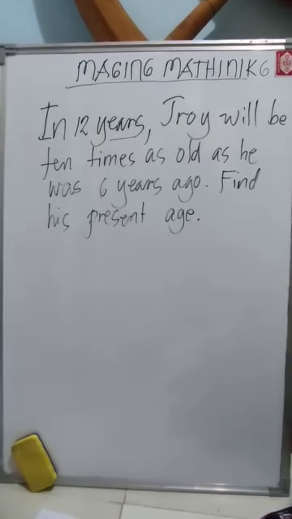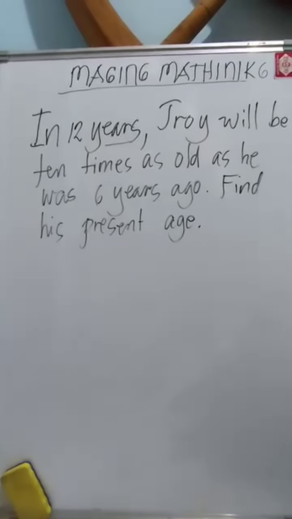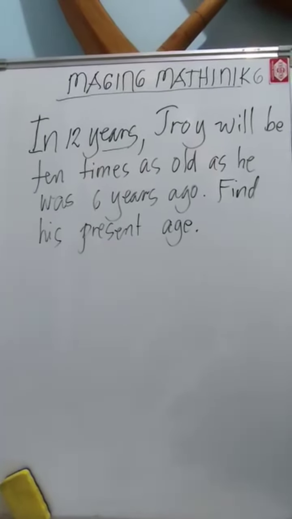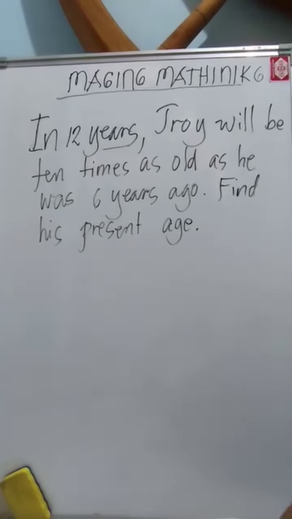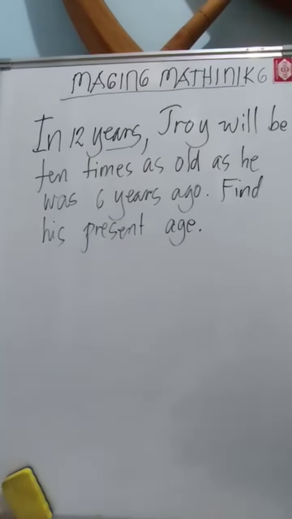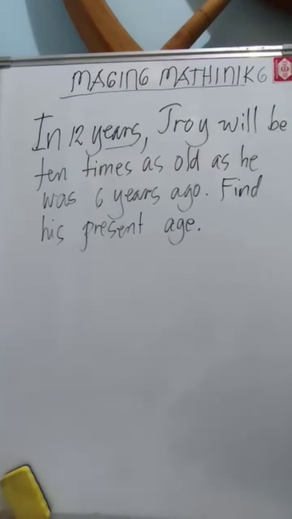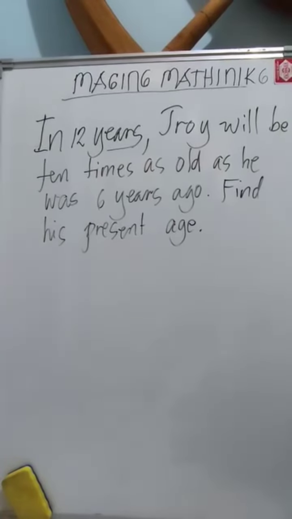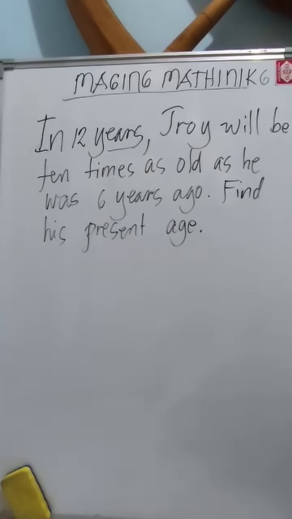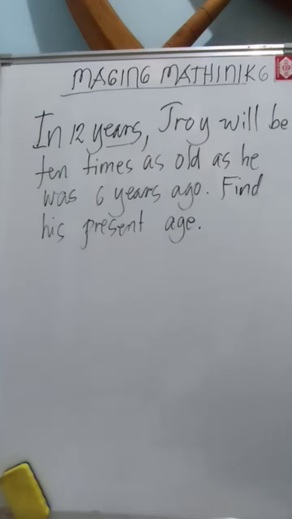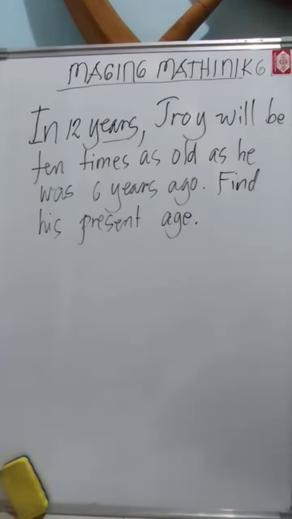So may I read to you the given problem? In 12 years, Troy will be 10 times as old as he was 6 years ago. Find his present age. So is the problem difficult? I'll be putting this on video, not on Reels, because the explanation is a little longer.